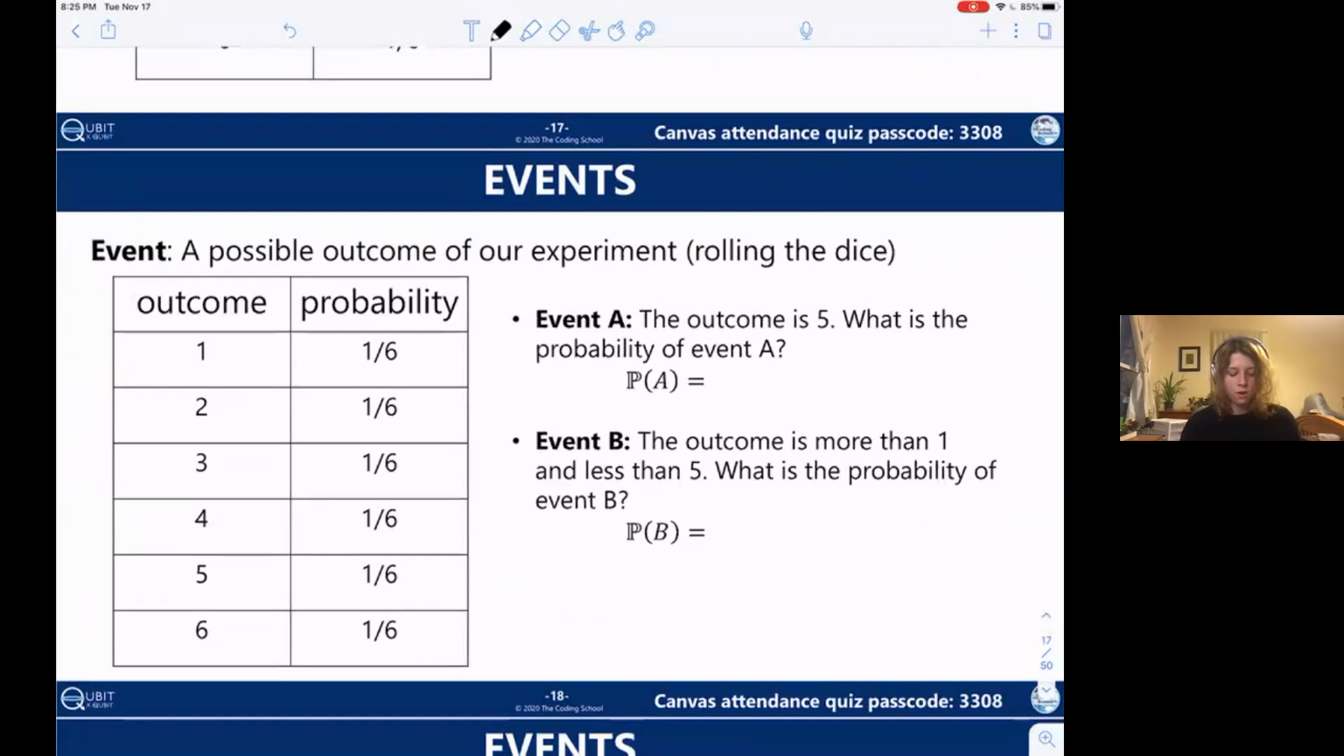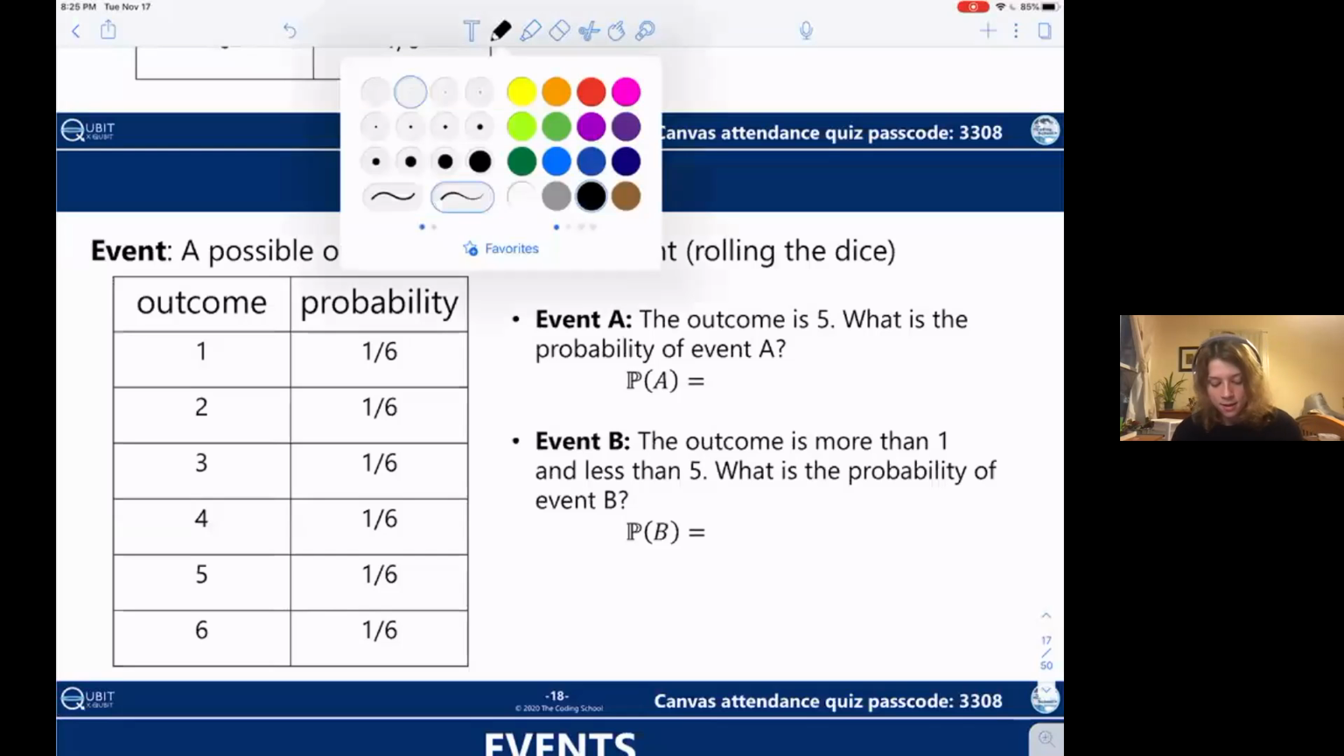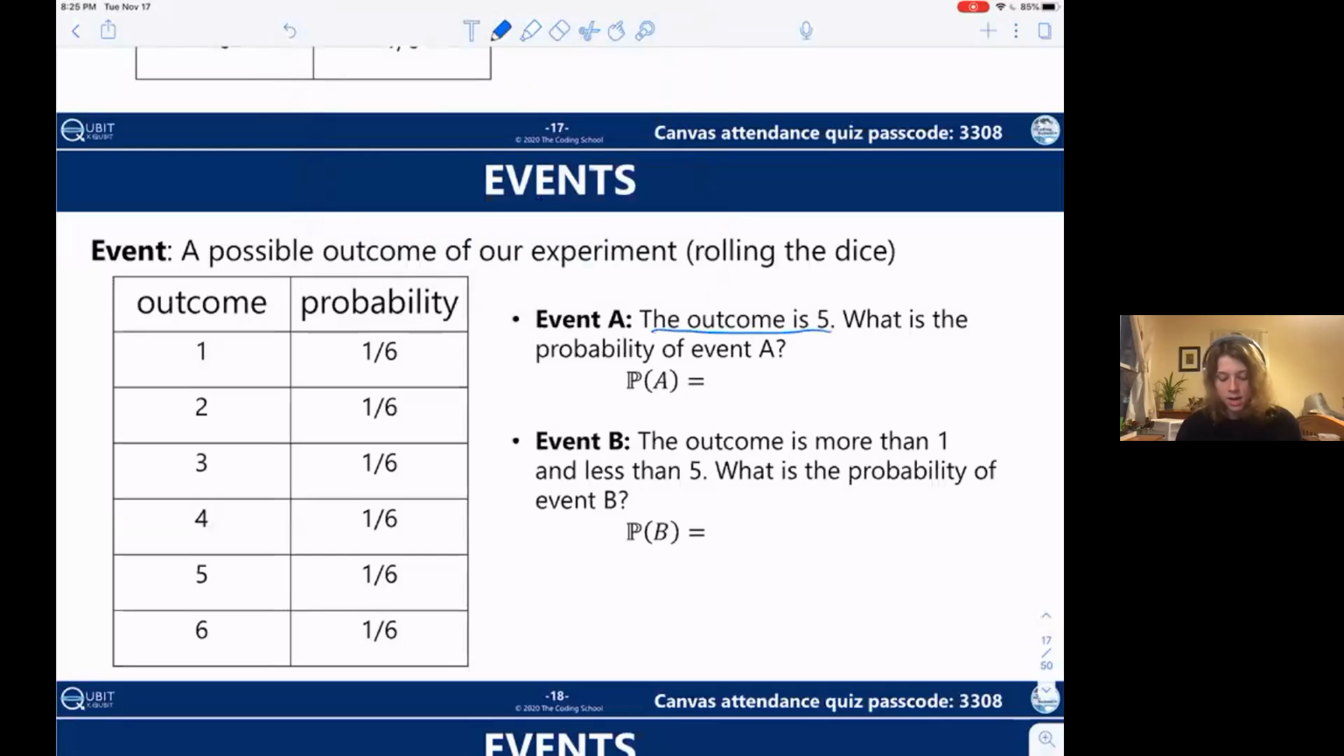Now, if instead we want to describe the probability of a certain outcome, if we know that the outcome is 5, what is the probability of that event? So our event is that the outcome is 5. And this is our probability symbol. It just means that we're taking the probability of some variable. We often call them random variables. It's the probability that something in particular has happened.